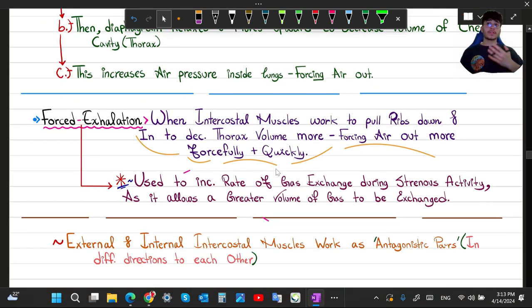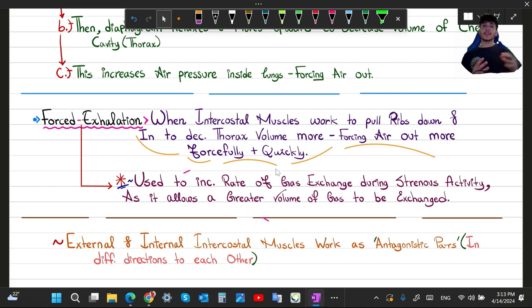Another type of exhalation is forced exhalation. This is when the intercostal muscles are working to pull the ribs down and in to decrease the thorax volume more, forcing out more air forcefully and quickly. So this is forced exhalation, where we use our intercostal muscles to force out the air more quickly.